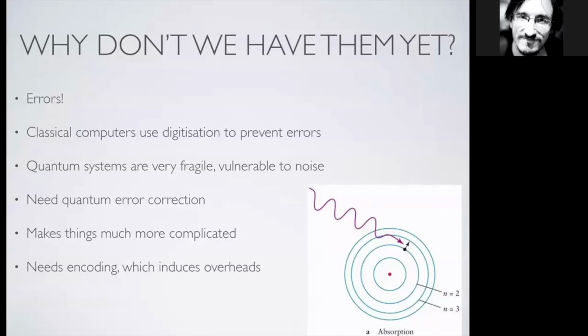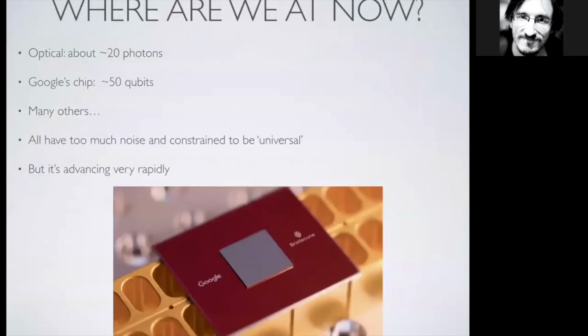So this is really the biggest obstacle: scaling these systems up so that we have error correction, so that it becomes scalable for a large number of qubits. So where are we at the moment? We're using optical quantum information, which is my area of research. The best that people have got at the moment is around 20 photons. Google's chip had about 50 qubits. There are all sorts of other architectures in that kind of ballpark.